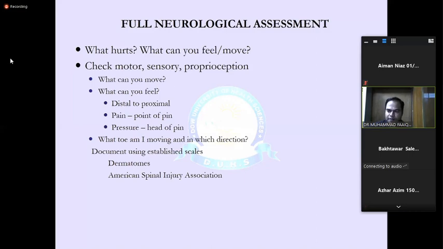I repeat, whenever any patient comes to the ER, you start the ATLS protocol, and if you think that the patient may have spinal cord injury, then you start with a brief neurological examination. And if it is confirmed that yes, the patient has some sort of spinal cord injury, then you go for a full neurological examination.